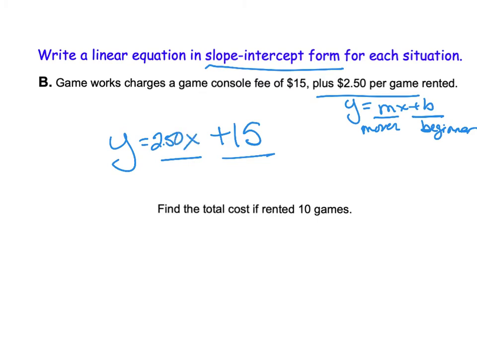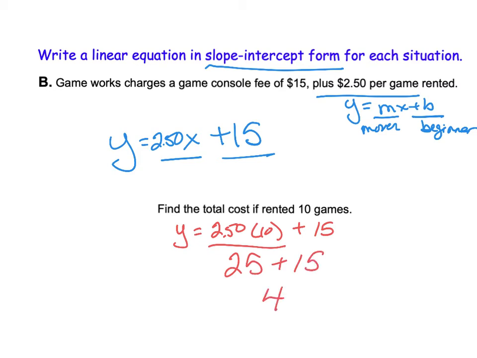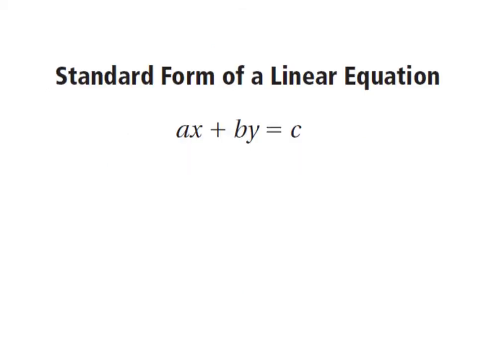2.50x. So y equals 2.50x plus 15. And again, down here we can figure out the total cost. 2.50 times 10 games rented plus that $15 console fee. 2.50 times 10, I believe, is 25. Plus the console fee, I believe we would be spending $40. There's a couple problems on your homework where you're going to be solving them like that, but not all of them. So that's slope-intercept form.